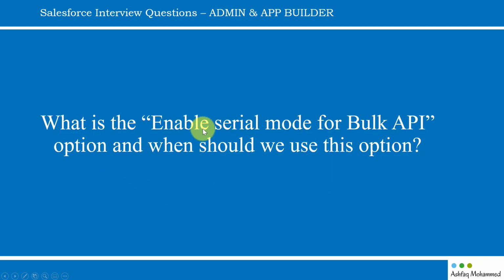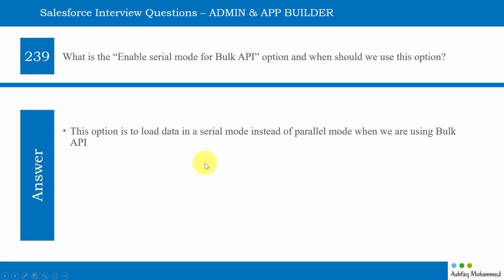So what is the enable serial mode for bulk API? So when we are processing in parallel, then what is the enable serial mode for bulk API option, and when should we use this option? This is very important. Okay, let's see. This option is to load the data in serial mode, right? Bulk API uses parallel mode, but if we want to force the bulk API to process the data in the serial mode, then we should use this enable serial mode for bulk API.